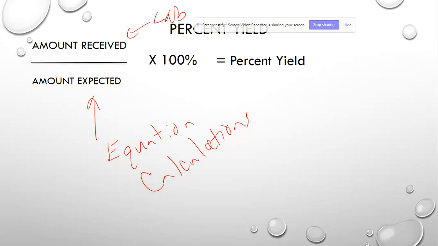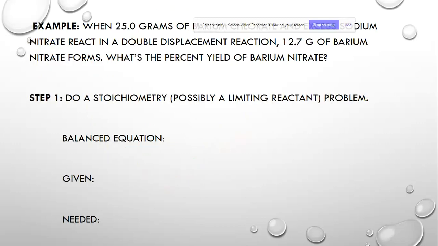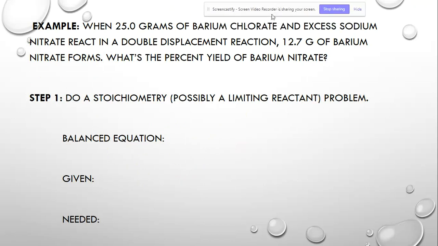And we did a lab with this, trying to figure out how much carbon dioxide we got by putting vinegar and baking soda together. So let's take a look here at a sample problem.